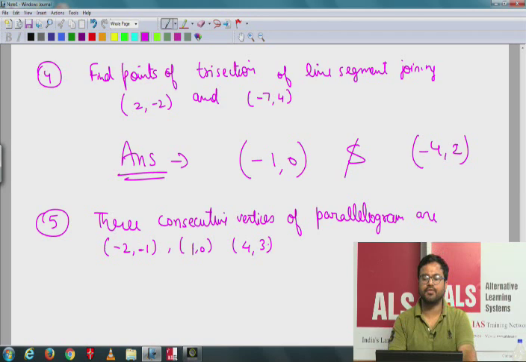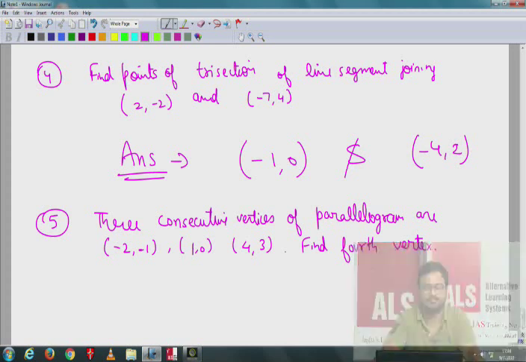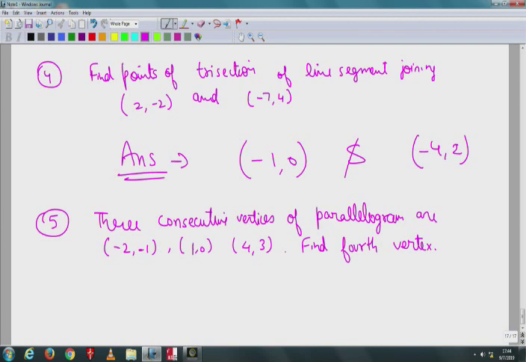Three consecutive vertices of a parallelogram are these. Find the fourth vertex. There is a parallelogram. Three consecutive vertices are this one. We have to find the fourth vertex. Try to do this one. Which property will you use of the parallelogram?